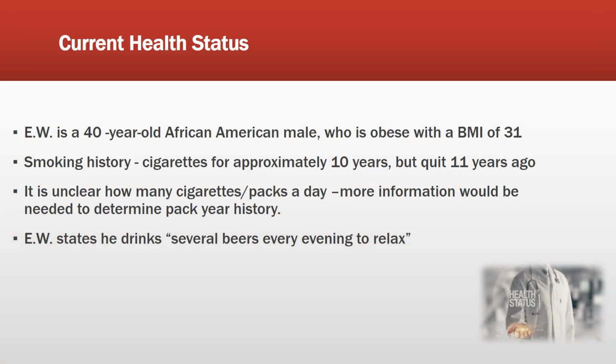EW is a 40-year-old African-American male who was obese with a BMI of 31. He smoked cigarettes for approximately 10 years but quit 11 years ago after he was diagnosed with hypertension. It is unclear how many cigarettes EW smoked per day, so more information would be needed to determine past history. EW states he drinks several beers every evening to relax.